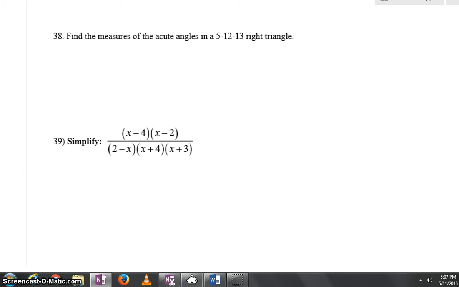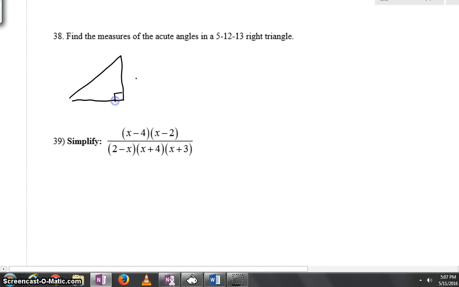Page 8 of our final exam review for Algebra 2. We're going back to some SOHCAHTOA, some trig. And we have a 5, 12, 13 right triangle, and we're supposed to find the acute angles. Remember, acute angles are small angles. Their measurements are smaller than 90 degrees.